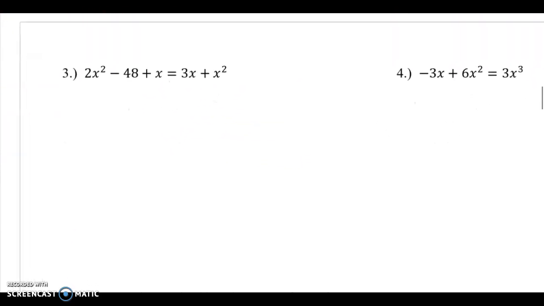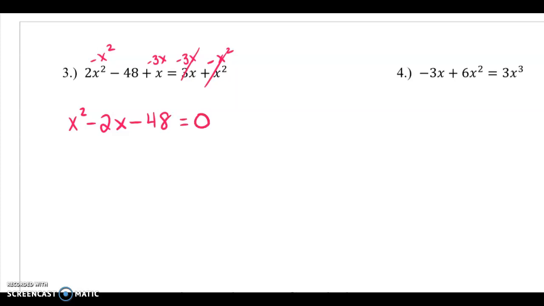Moving on to our next page. So I'm going to set this equal to 0. So I'm going to subtract over the x squared. Leaves me with x squared. Then I'm going to subtract over the 3x. So that leaves me with a -2x. And then I don't have any like terms here with the 48. So minus 48 is equal to 0.